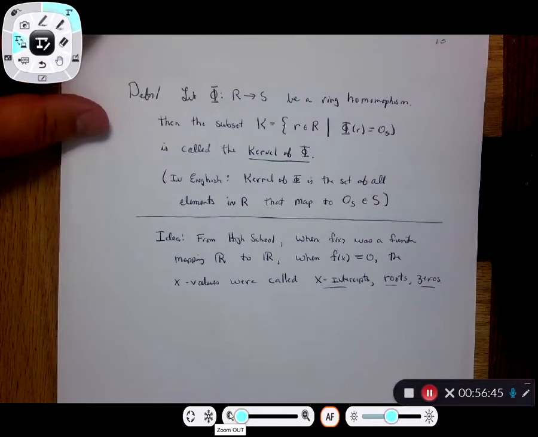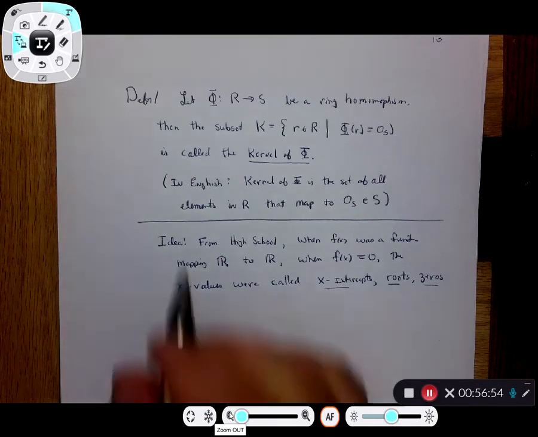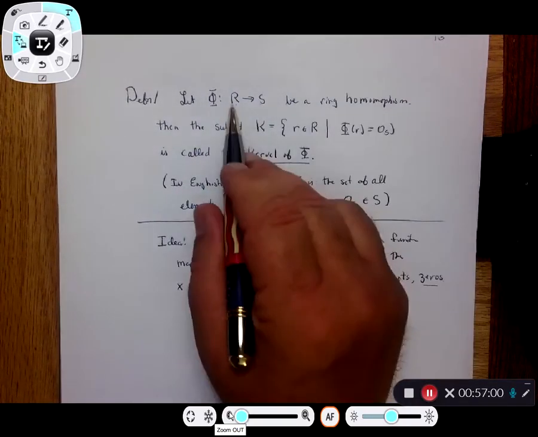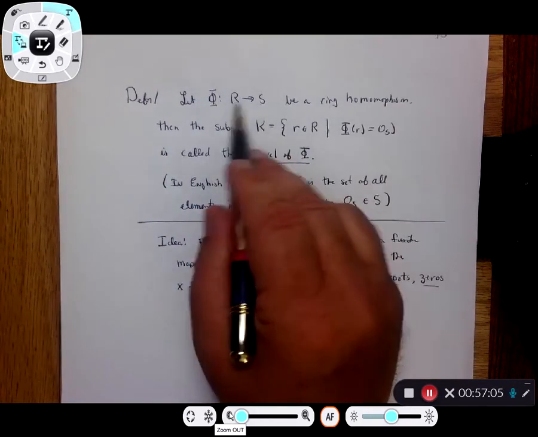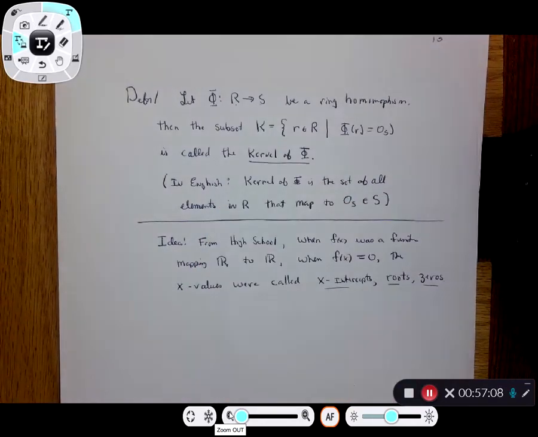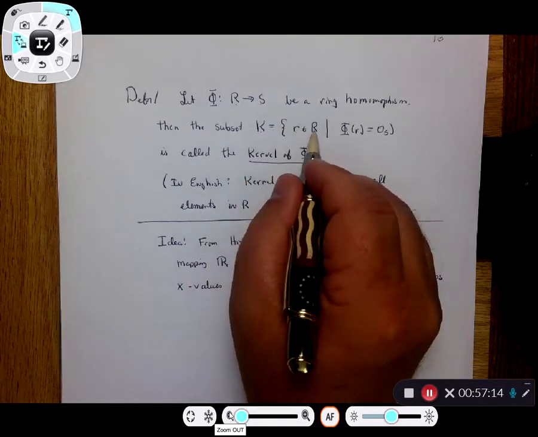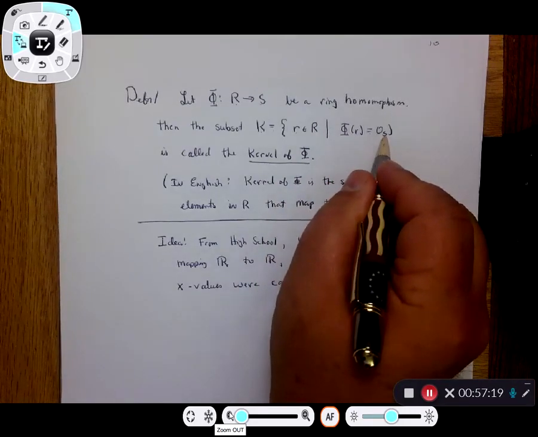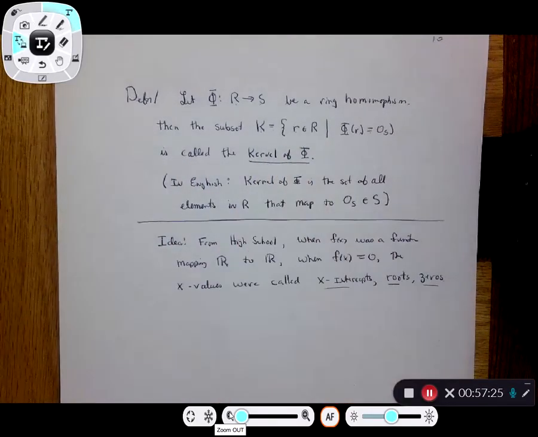And then the last one is another definition. Get you guys set up for some more stuff here. And the definition is this. Let phi go from ring R to ring S be a ring homomorphism. Again, that screams volumes at me that R and S are also rings. But then the subset, I'm going to call this K, which is equal to the elements little r from ring R such that phi of r is equal to 0 in S. That subset is called the kernel of phi, the kernel of your mapping.